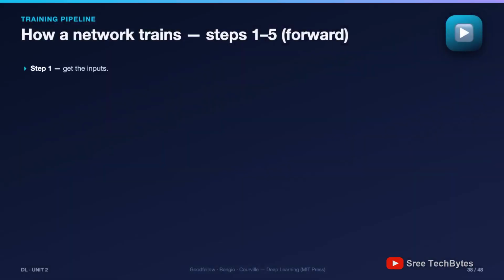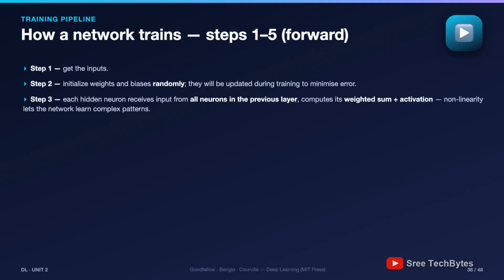The full pipeline has 10 steps. Here are the first 5, the forward half. Step 1, get the inputs. Step 2, initialize weights and biases randomly. Random, because the network knows nothing yet, training will fix them. Step 3, each hidden neuron receives input from every neuron in the previous layer, computes its weighted sum, applies its activation. Layer by layer, the signal flows forward.